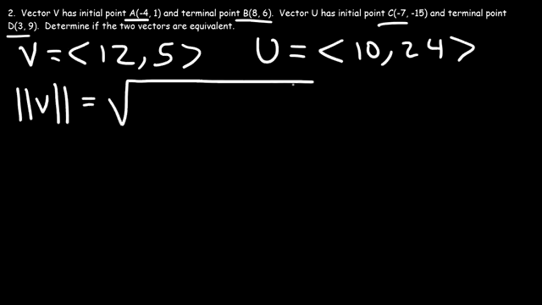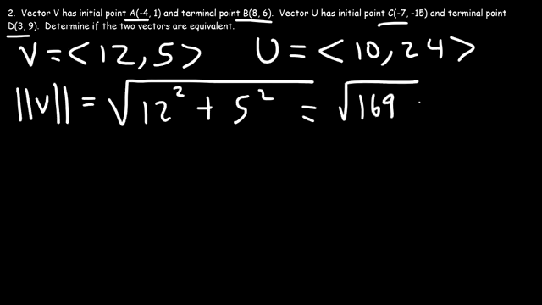The magnitude of vector v is going to be the square root of 12 squared plus 5 squared. 12 squared is 144, and 5 squared is 25. 144 plus 25 is 169, and the square root of 169 is 13. So that's the magnitude of vector v.